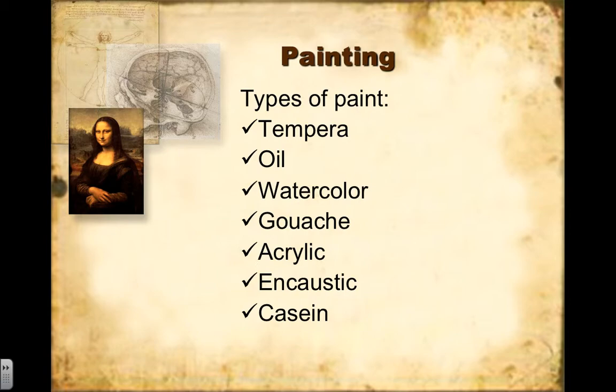Encaustic is another type, and then Casein, which those two I'm not very familiar with, so I would definitely have to take a look at those.